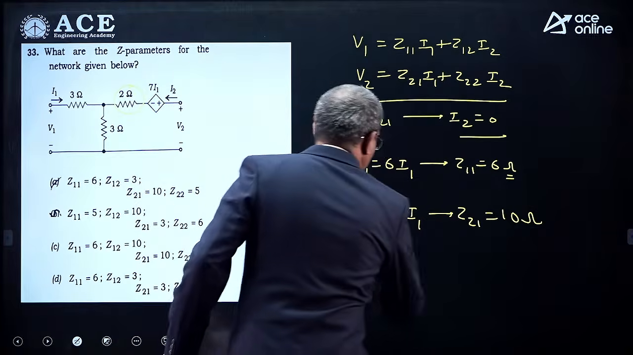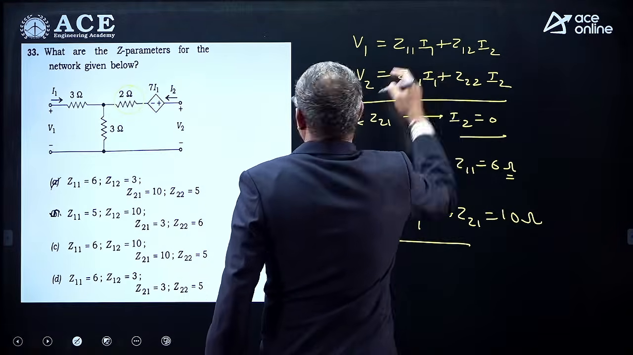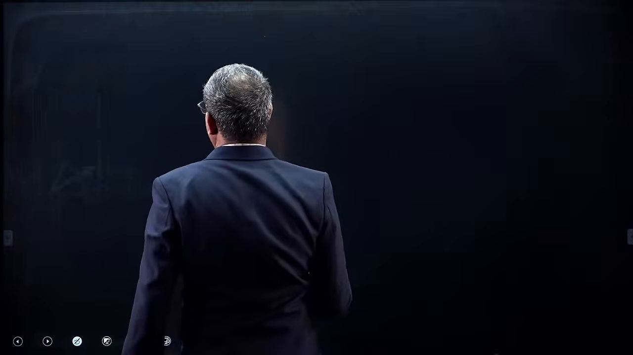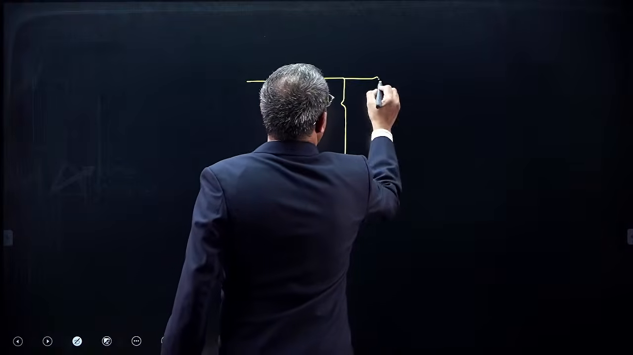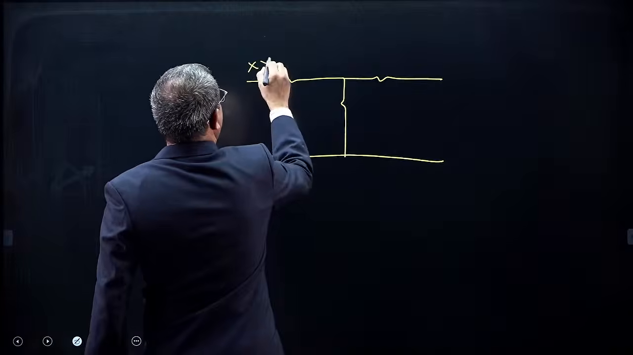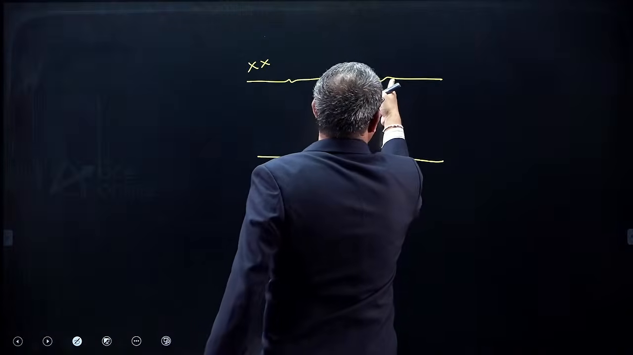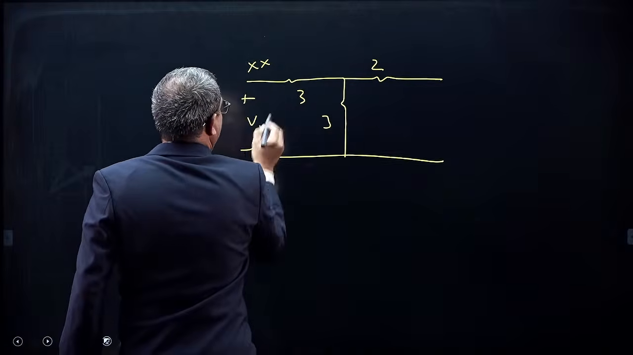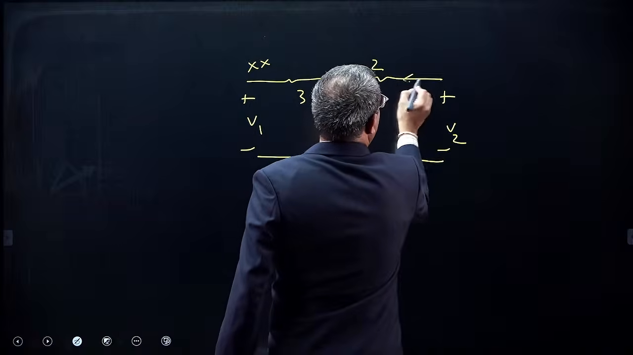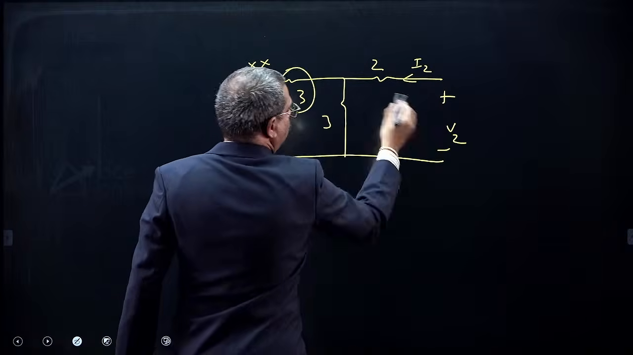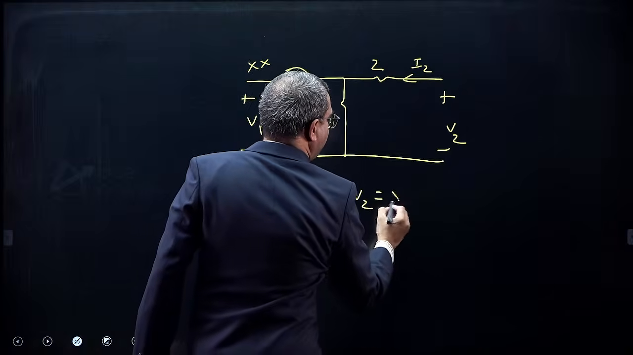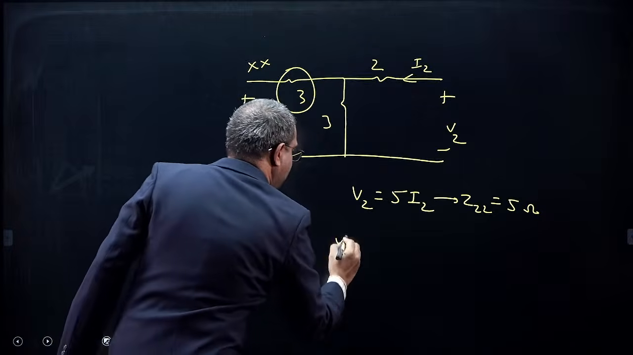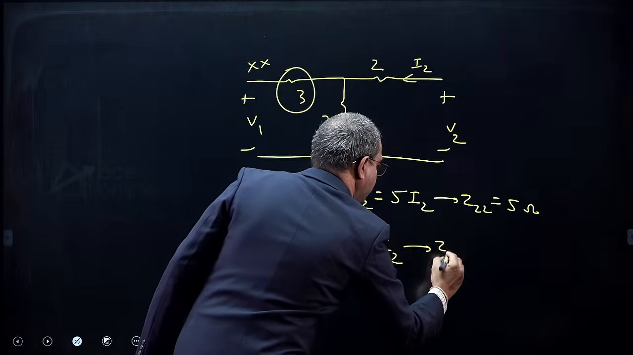When you go to step 2, to find Z22 and Z12, I1 should be 0. The moment you make I1 0, the dependent source becomes 0 and is replaced by a short circuit. That is very interesting. This is V1, I1 is 0. However, this is V2 and I2 exists. So if you write a KVL, V2 is 5 I2, Z22 is 5 ohms, and then by Ohm's law, V1 is 3 I2, Z12 is 3 ohms.